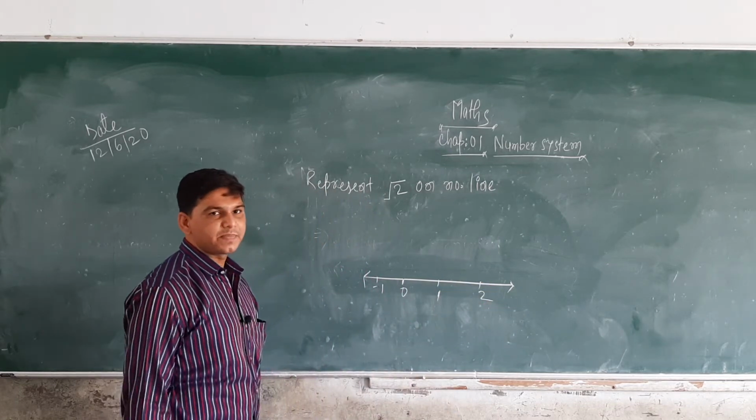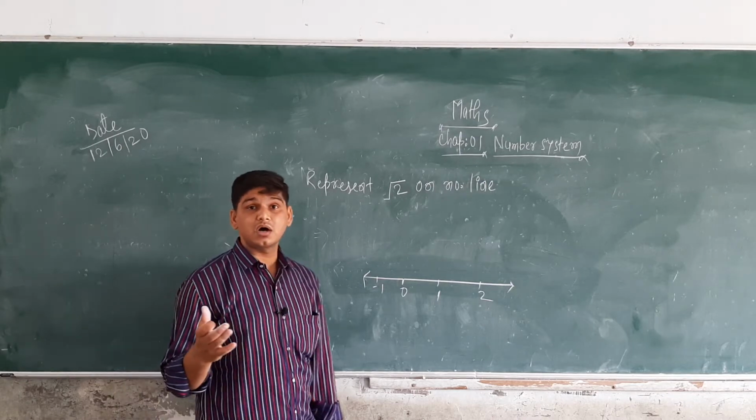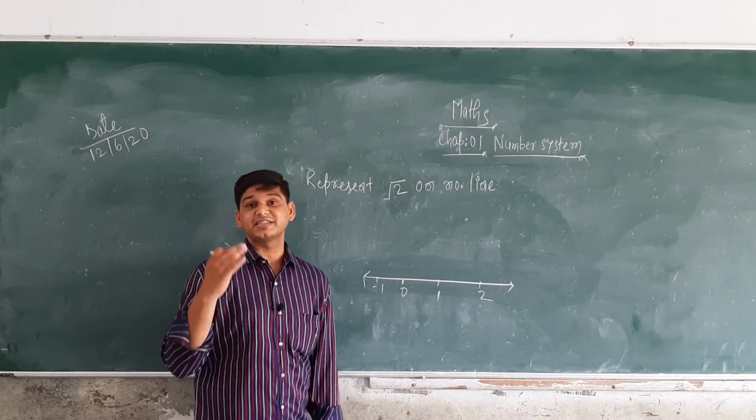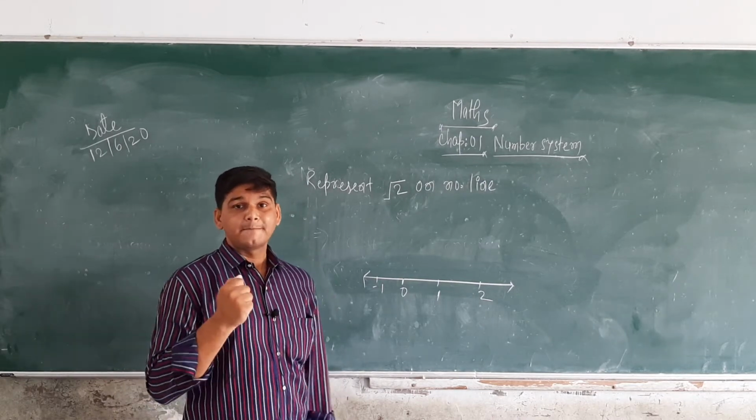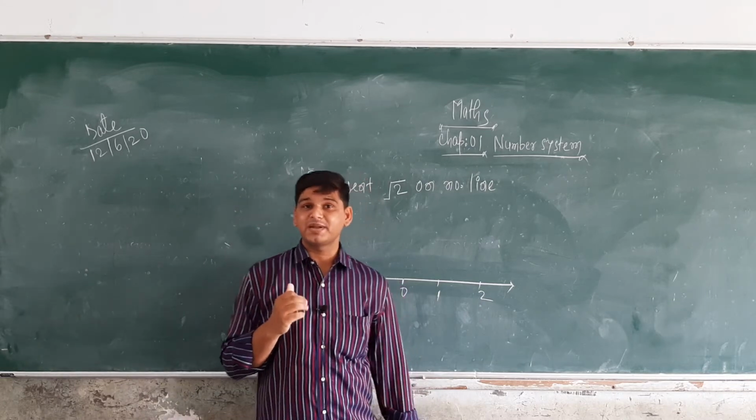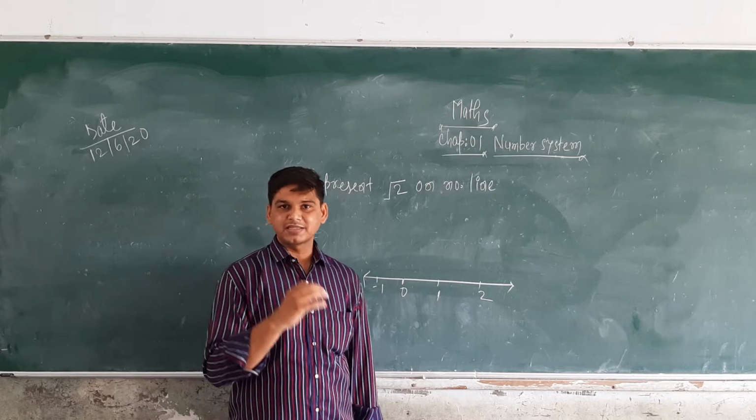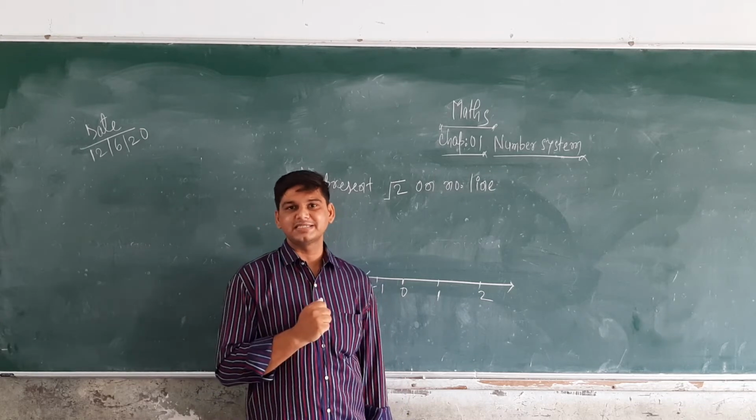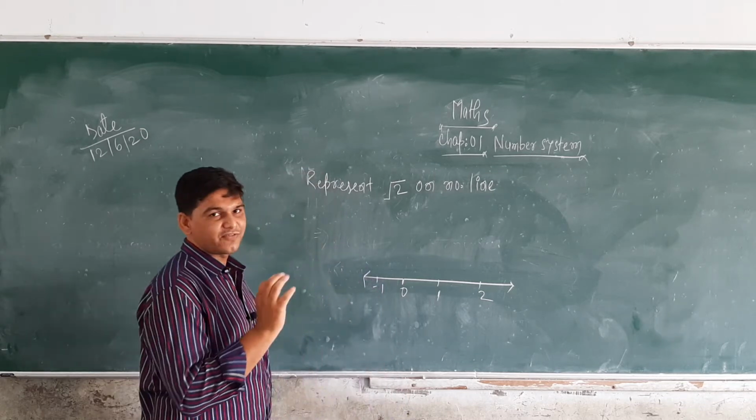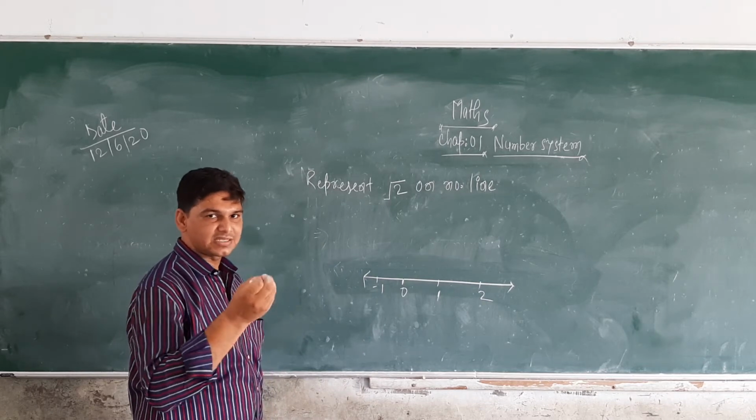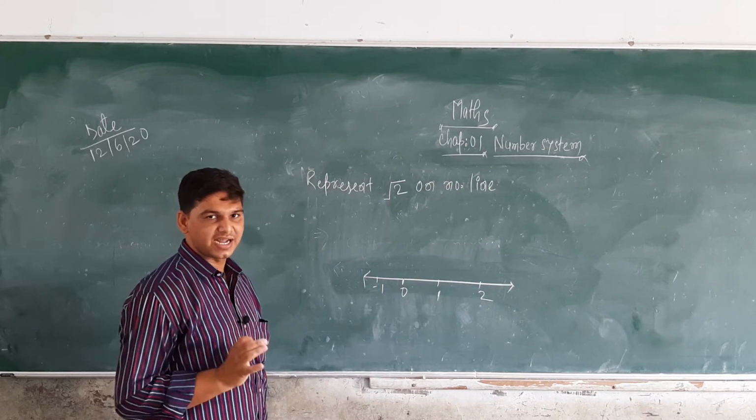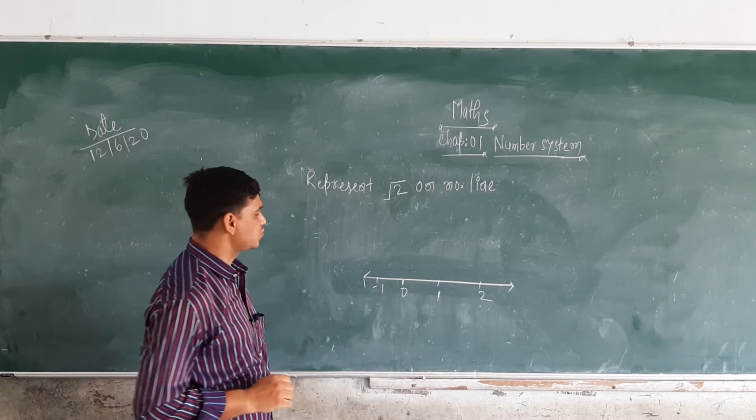So if I want to represent root 2, there is also a theorem which we have to use here, that is called the Pythagoras Theorem. The Pythagoras Theorem is always applicable to a triangle which has a 90-degree angle. So according to that, we use the formula: hypotenuse squared is equal to the sum of the squares of the adjacent side and the opposite side.